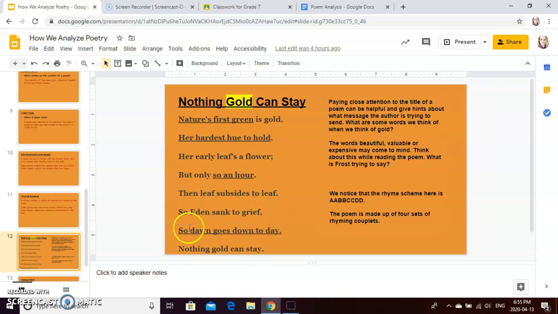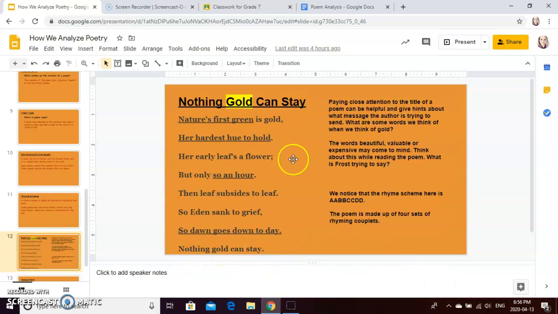Leaf subsides to leaf, so Eden sank to grief. So Eden is like the Garden of Eden, which is known in the Bible as a beautiful garden. Sank to grief, meaning that eventually this sort of went away. Dawn goes down today, nothing gold can stay.